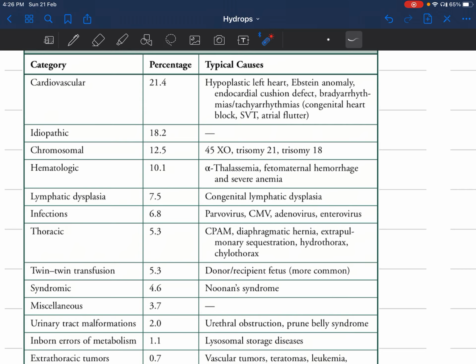Thoracic: any thoracic mass, anything that raises the intrathoracic pressure is going to decrease the venous return. Decreased venous return will result in increased interstitial fluid shift. So that results in Hydrops fetalis. So think of whatever mass can happen in the thorax. It's a congenital cystic adenomatoid or pulmonary airway malformation, diaphragmatic hernia, sequestration, any pleural collection, hydrothorax, chylothorax. So those can result in increased intrathoracic pressure, resulting in Hydrops fetalis.